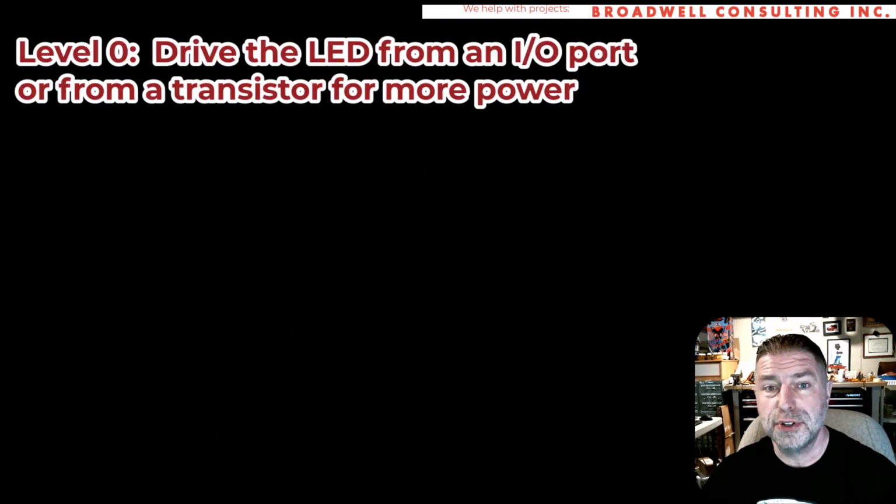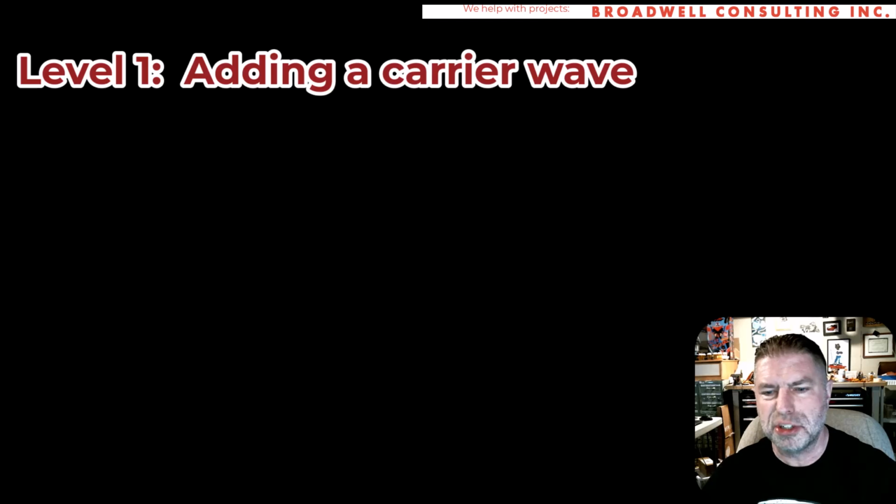So let's talk about the first layer. You need an LED that can do 950 nanometers. And you can either drive that LED directly from an I/O port, or if you want more power, you can drive it through a transistor. Next, let's talk about the carrier wave. The carrier wave on an NEC protocol IR remote is 38 kilohertz, plus or minus a little bit. And so what that means is to indicate the presence of a signal, you need to turn that LED on and off at 38 kilohertz.